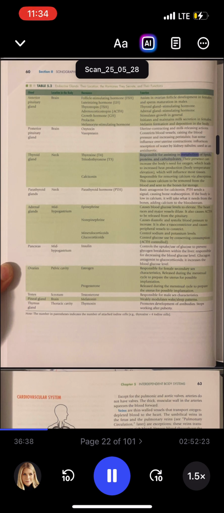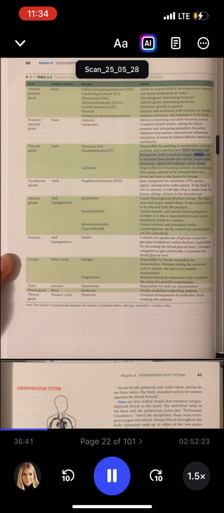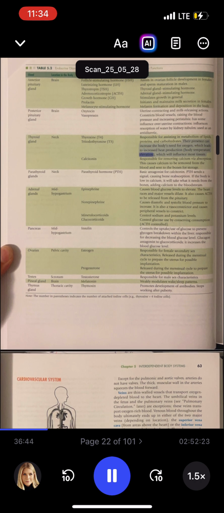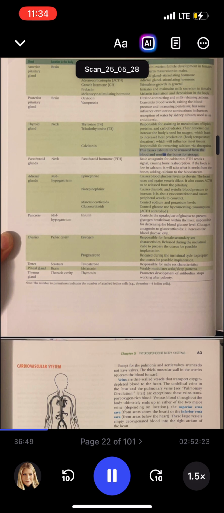Responsible for assisting in metabolism of lipids, proteins, and carbohydrates. Their presence can increase the body's need for oxygen, which leads to increased heat production and body temperature elevation, which will influence most tissues. Responsible for removing calcium via absorption. This causes calcium to be removed from the blood and sent to the bones for storage.